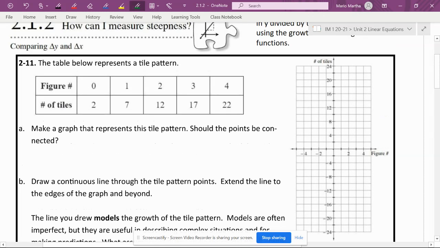So you should be able to graph it. Sorry, it's not the right point. So 0, 2 would be right here. And then 1, 7 would be in the middle of that right there. Not that one. 2, 12 would be over here. And then 3, 17 would be right in the middle of that one. And then finally 4, 22 would be right here.